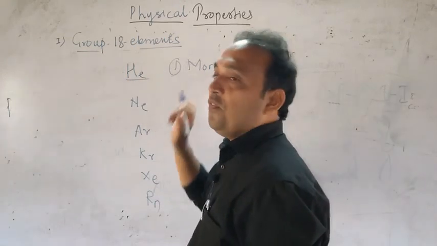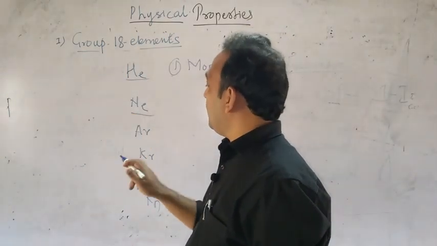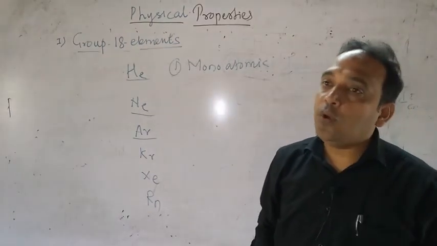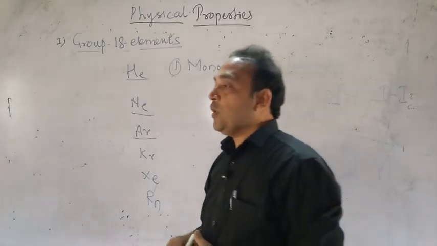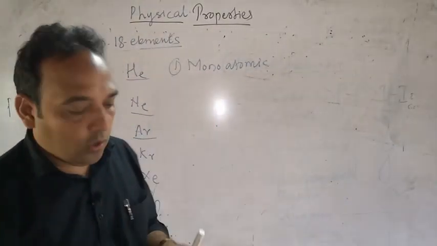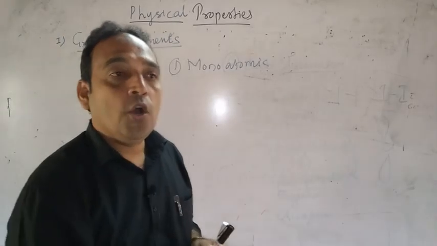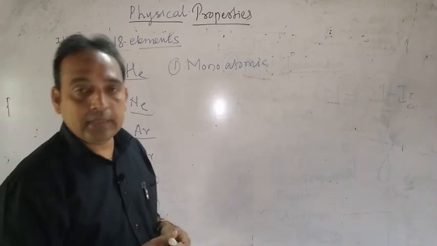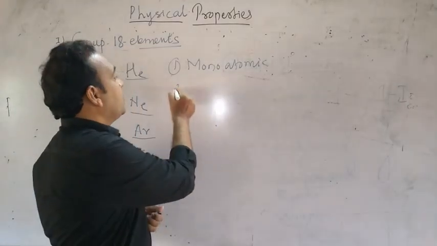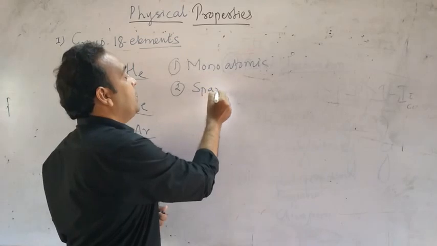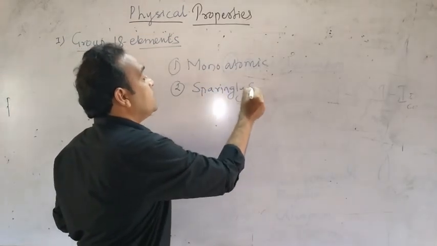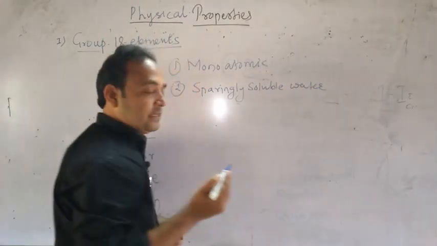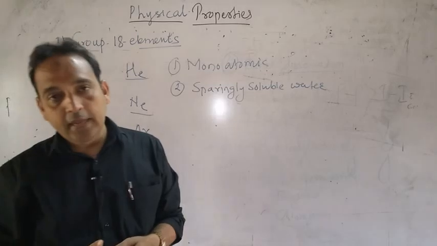Now monoatomic means it is present in the form of He, neon is present in the form of Ne, argon is present in the form of Ar, they are monoatomic molecules. Second physical property of group 18 elements is that they are sparingly soluble in water. Now they are partially, or we can say sparingly, soluble in water. Noble gas elements are sparingly soluble in water.